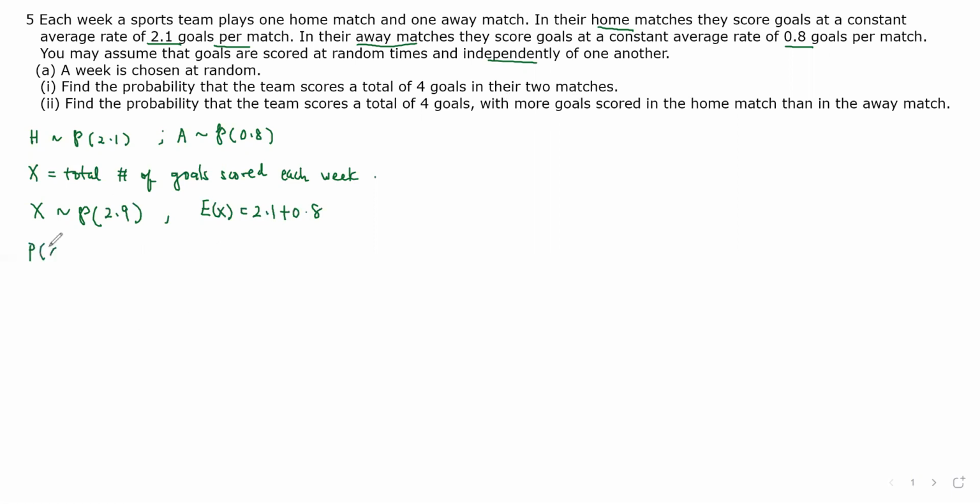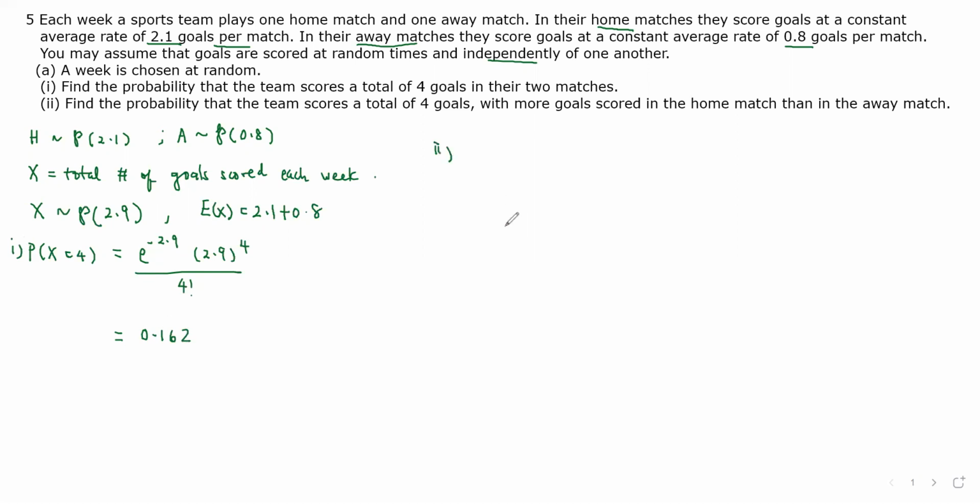Find the probability that the team scores a total of 4 goals in a week. We find the probability that X is 4. This is just the probability of a Poisson random variable. We have e to the negative 2.9, where 2.9 is lambda, times 2.9 to the 4 over 4 factorial. And that should be 0.162.